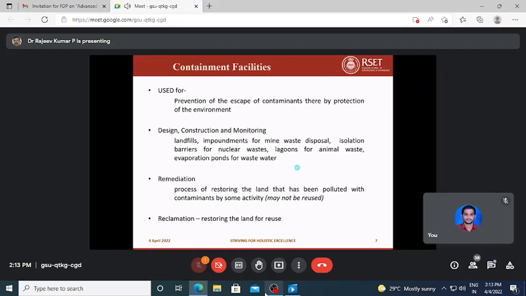For the remediation purpose, remediation is the process of restoring the land.